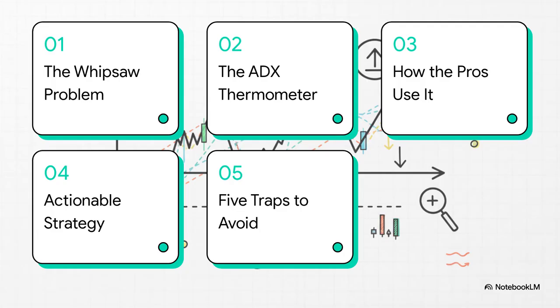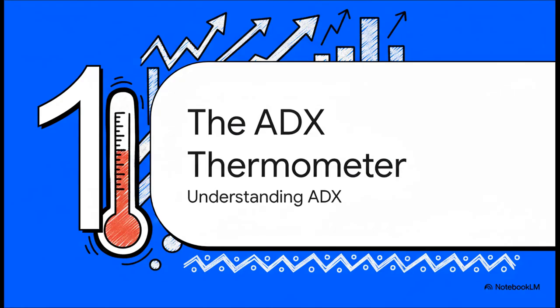Okay, so here's the game plan. We're going to dive deep into this whipsaw problem. Then I'll introduce you to your new best friend, the ADX indicator, our trend thermometer. After that, we'll pull back the curtain and see how professional traders use this thing. Then, the best part, I'm going to give you a full actionable strategy you can use. And finally, we'll wrap up by covering the 5 biggest traps people fall into so you can avoid them from day one. So let's get right into it.